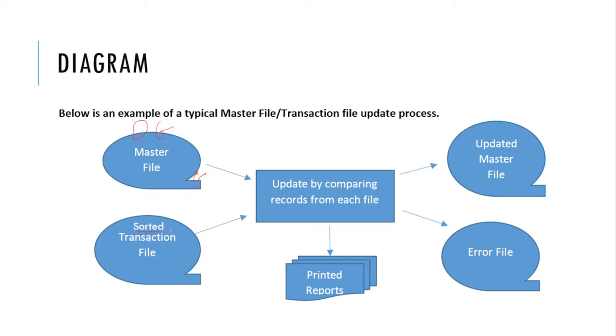Can someone tell me why the transaction file is sorted? What's it sorted in? Why is it sorted? Yep, time. It's chronologically sorted or ordered. Good. Do master files have a security issue? Because if you want access to all the data, then you just need to access the master file. Yes, they do. They are protected. Time order. Yeah, perfect. Thank you. So with this here, we've got our sorted transaction file.